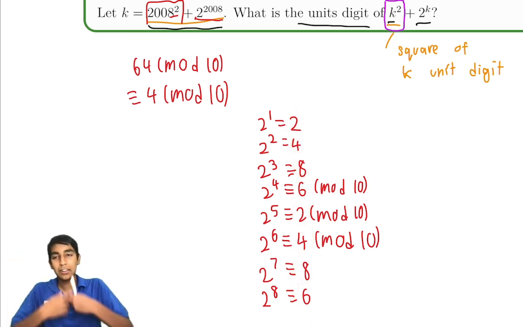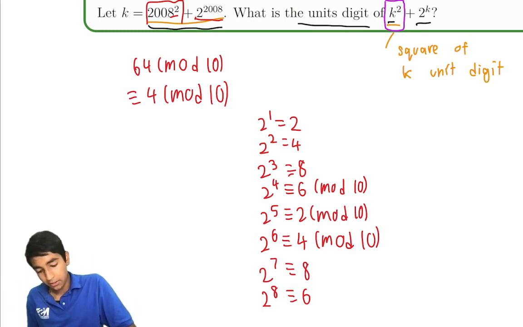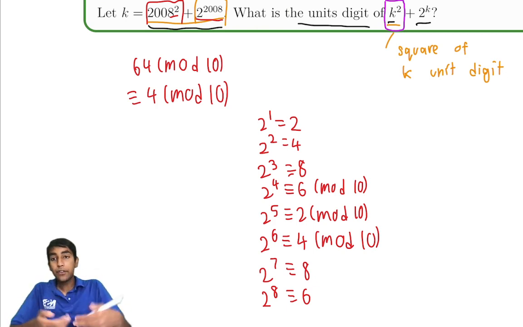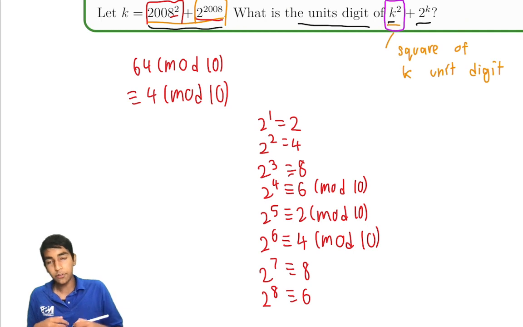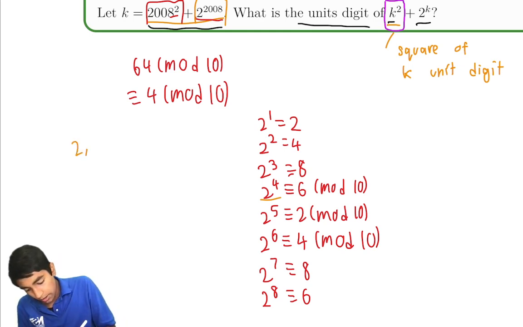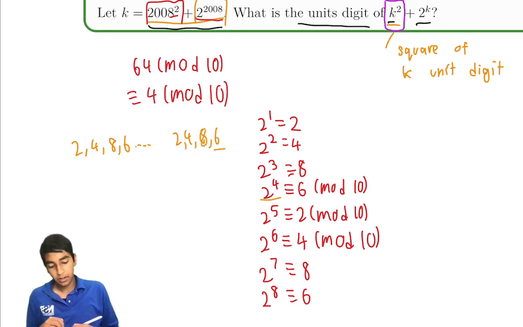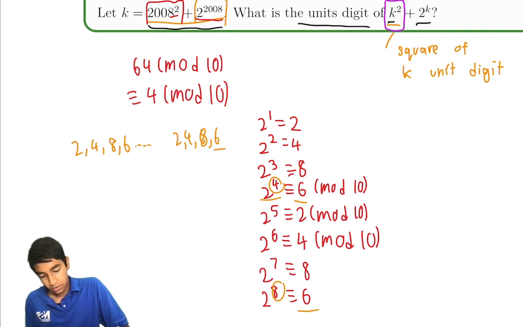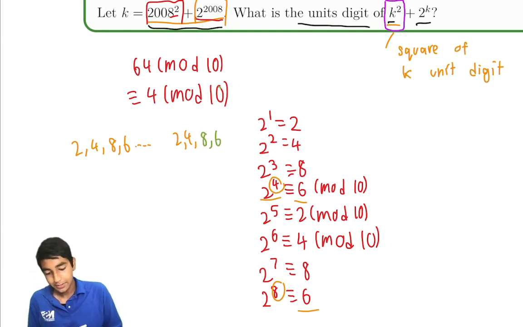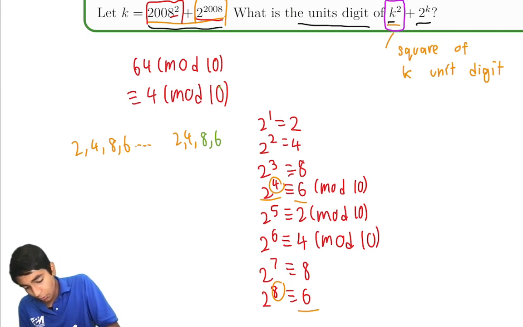And that's going to be true forever because that's a cycle. So 2 to the power of 2008: because it cycles every 4, 2 to the 2008 will fall on the 4th part of the cycle, because 2008 is a multiple of 4. We'll keep cycling 2, 4, 8, 6 until we eventually land at 2008, which is a multiple of 4. So it will be on the sixth part of the cycle, because all multiples of 4 leave a remainder of 6, as you can see here. Therefore, 2 to the power of 2008 leaves a remainder of 6 when divided by 10. Isn't that cool? So that means k is just 6 plus 4, which is 0 mod 10, right?